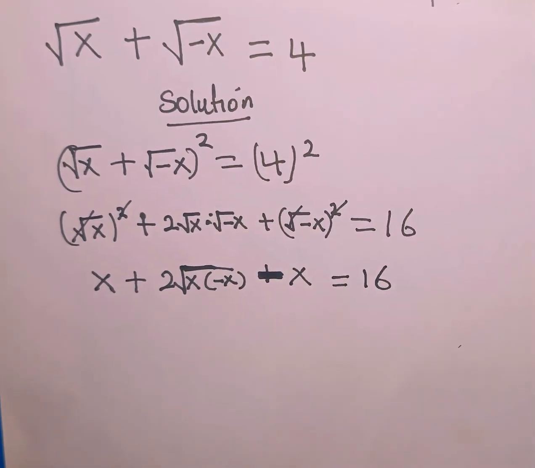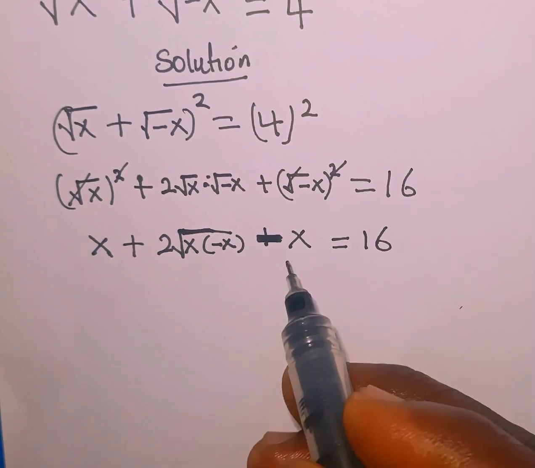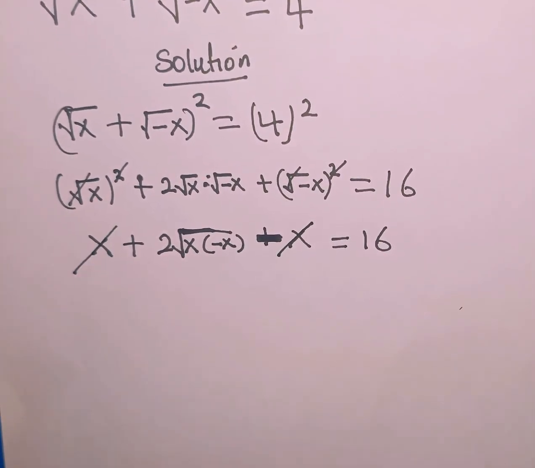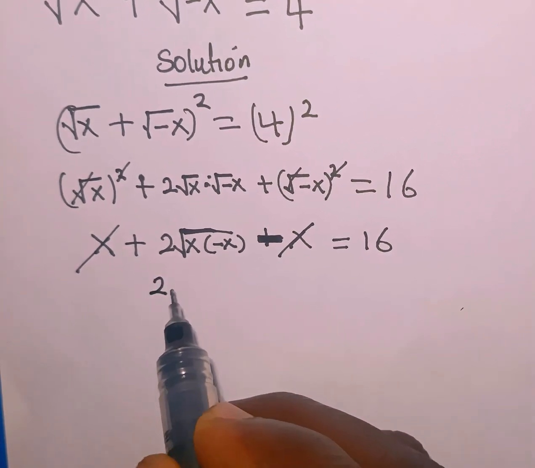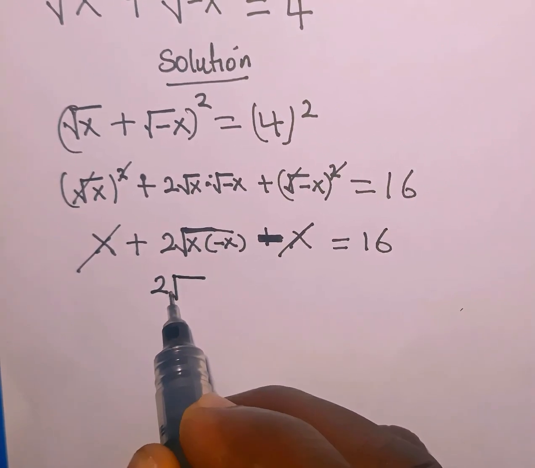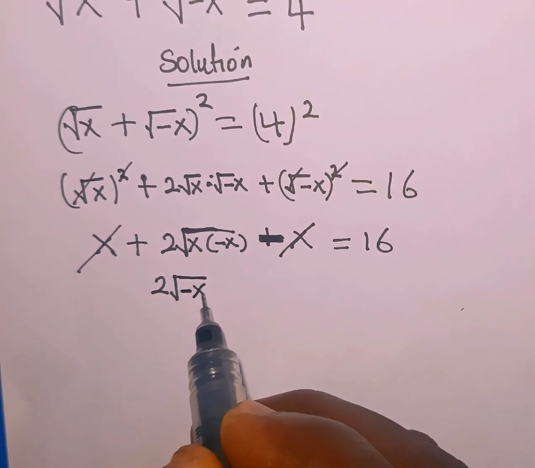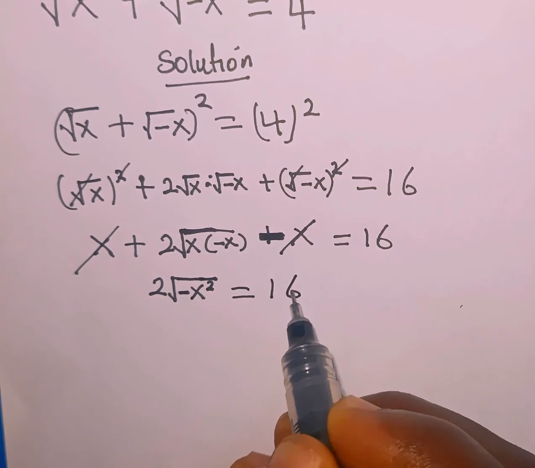So what do you notice? If you look at all the expression in the left hand side of this equation, we have negative x and this is positive x. So this and this are going to cancel. We are left with just 2, then square root of x multiplied by negative x is going to give us negative x squared, which is the same as 16.